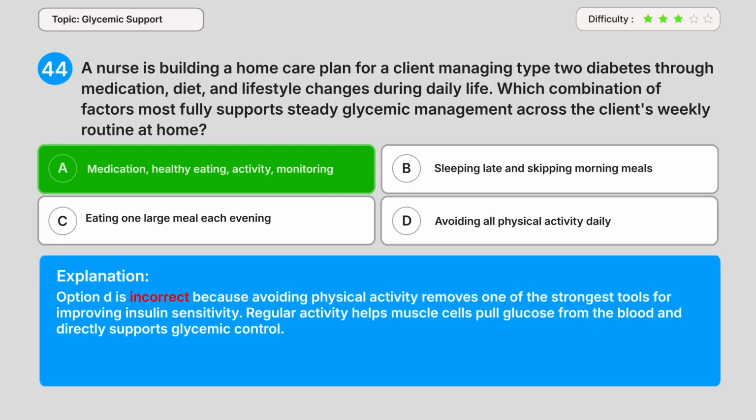Option D is incorrect because avoiding physical activity removes one of the strongest tools for improving insulin sensitivity. Regular activity helps muscle cells pull glucose from the blood and directly supports glycemic control.